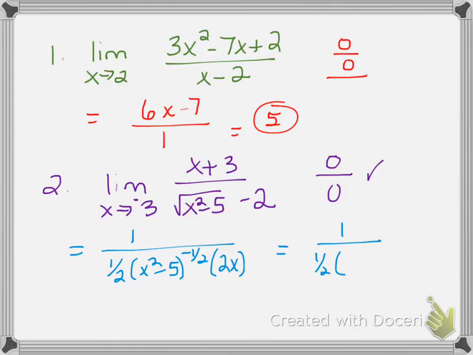Negative 3 squared is 9. 9 minus 5 is 4. 4 to the negative 1/2. That means that I take the square root and I put it on the bottom. So that's a 1/2. And then times 2 times negative 3. That's negative 3/2 on the bottom, and so 1 over that would be negative 2/3.